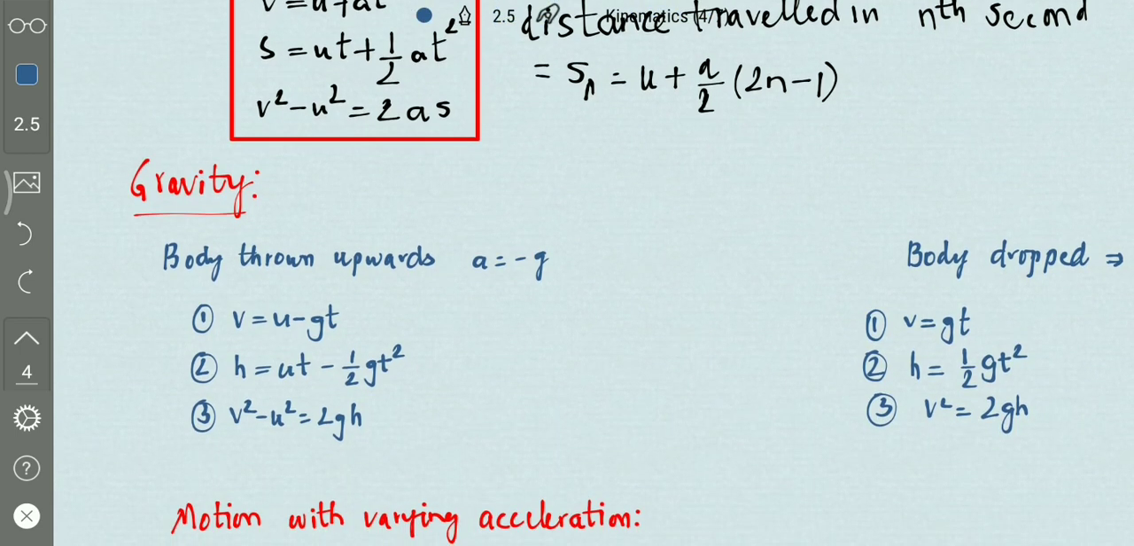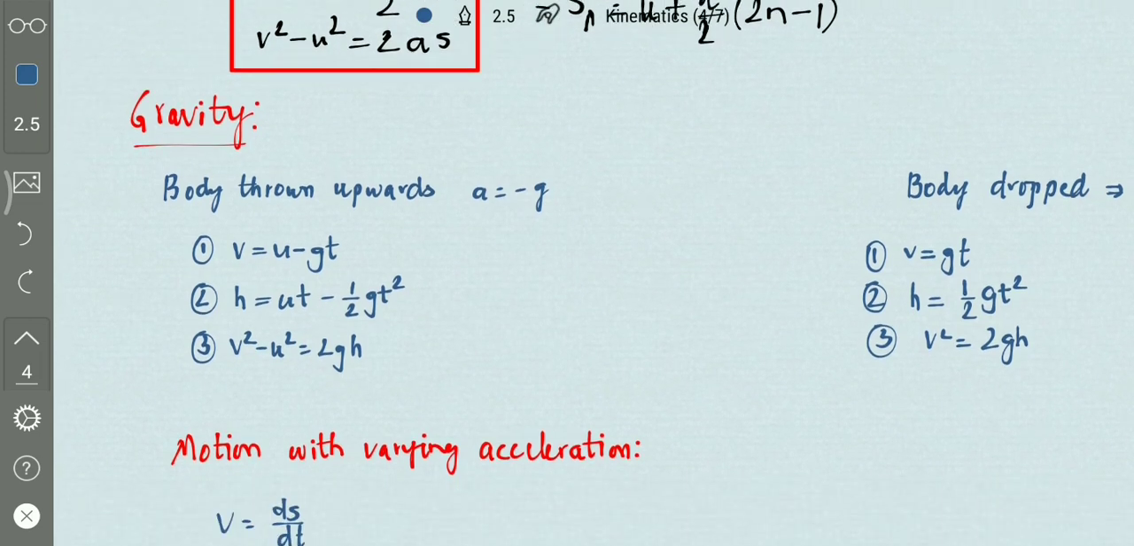This is in the case of bodies traveling in the horizontal direction. If it is in the vertical direction, that is, if the bodies travel under the action of gravity, how do these equations become? If a body is thrown upwards, it should be thrown with some initial velocity u. After it reaches the highest point, the final velocity v is 0.